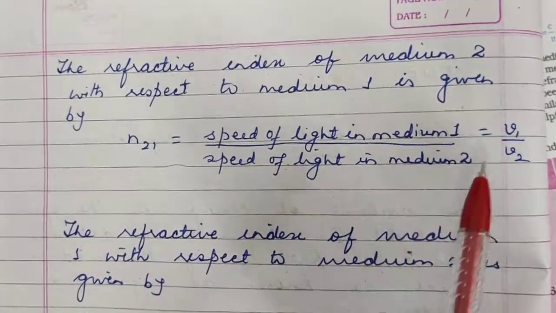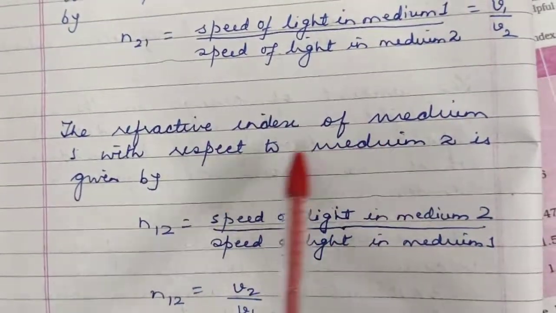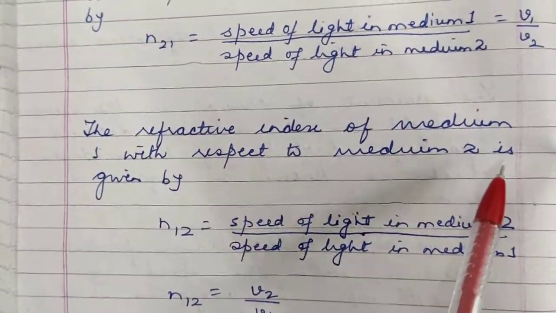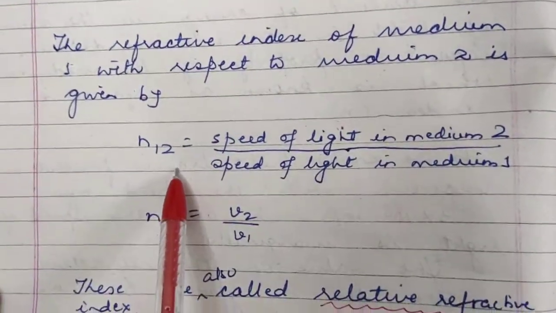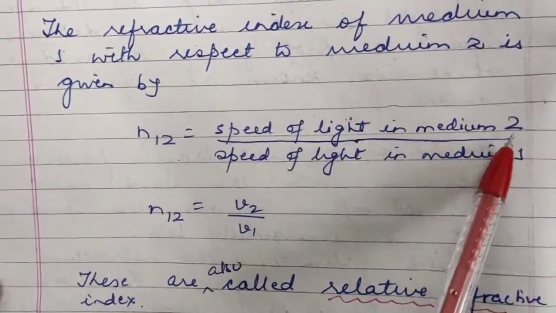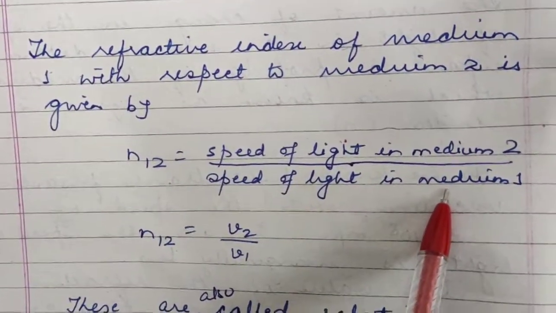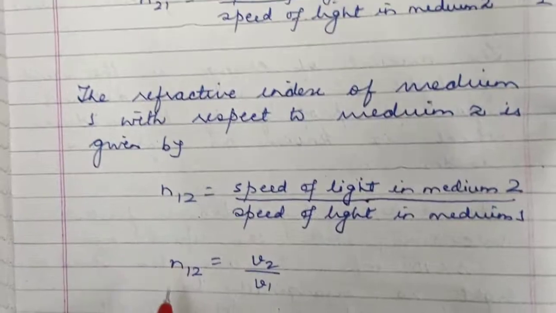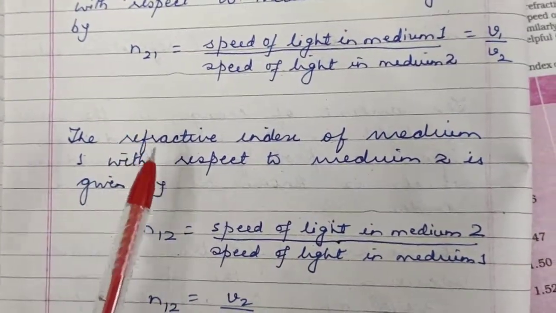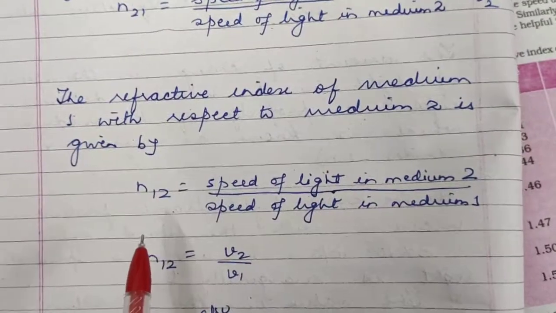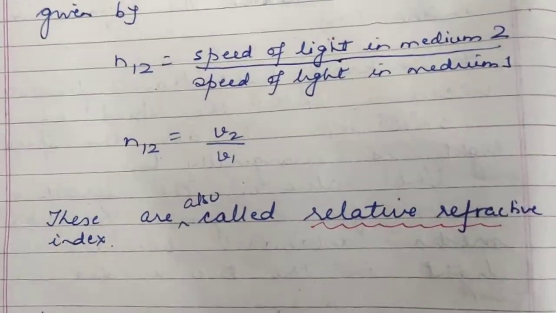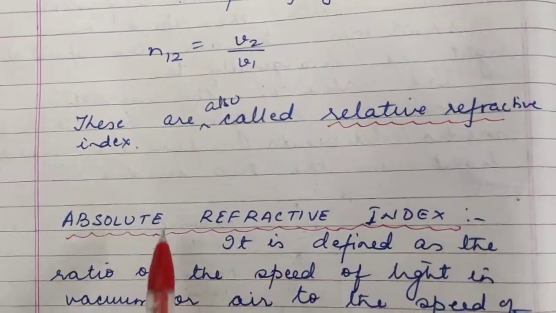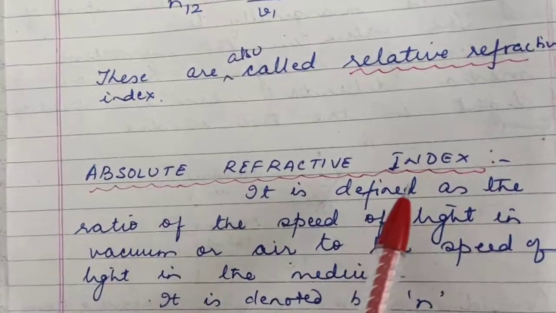as V2. Similarly, the refractive index of medium 1, just again the reciprocal of this, with respect to medium 2 is given by N12, which is equal to speed of light in medium 2 divided by speed of light in medium 1, which is equal to V2 by V1. Now these two types of refractive index, when we are considering the two media, are called relative refractive index. Now let us talk about another term which is known as absolute refractive index.